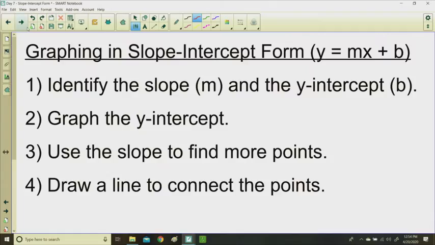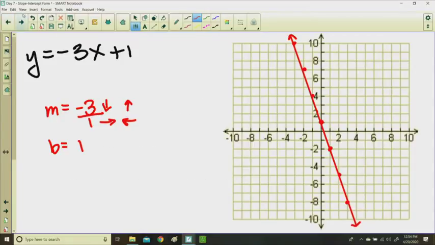Okay, cool. Then I'm going to go ahead and let you look at the steps. All right, so this is just in words. What am I doing? The first thing I'm going to do is identify the slope, which is m, and the y-intercept, which is b. You see how we did that right over here.